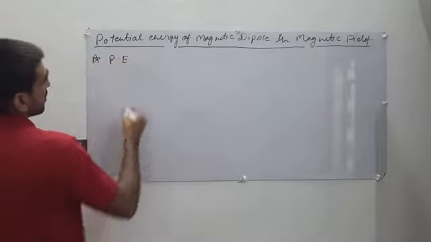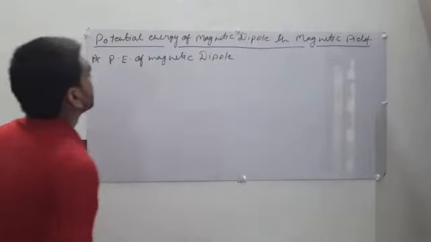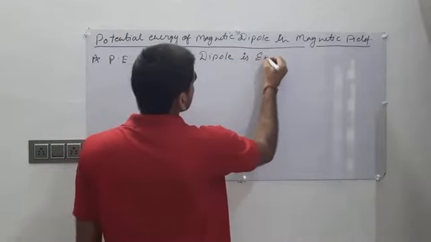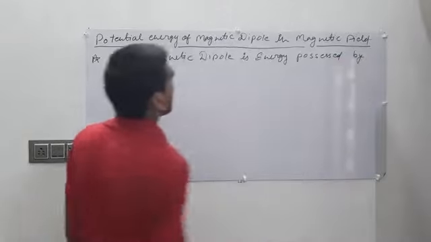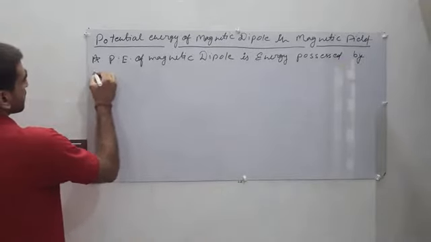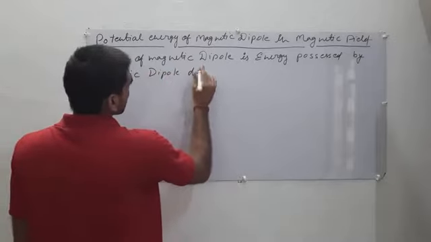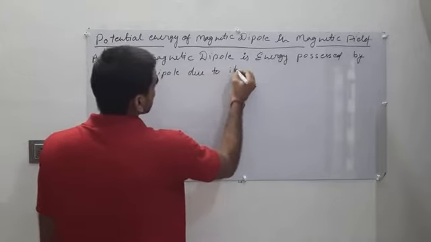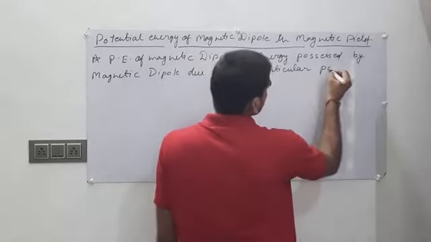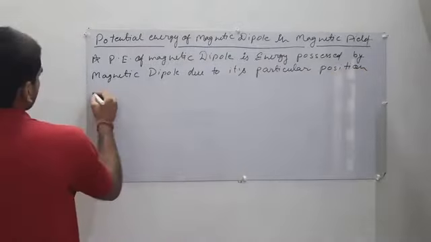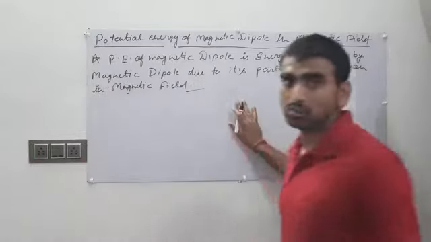You can also write it as: potential energy of a magnetic dipole is the energy possessed by the magnetic dipole due to its particular position in a magnetic field. Now this is the theoretical answer.